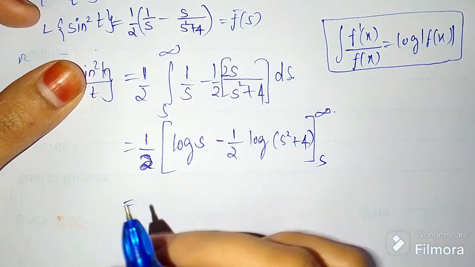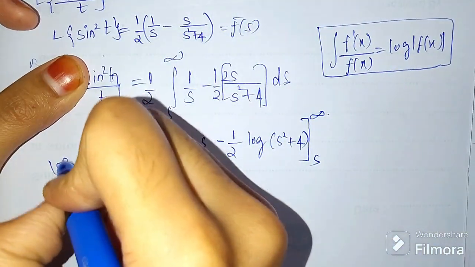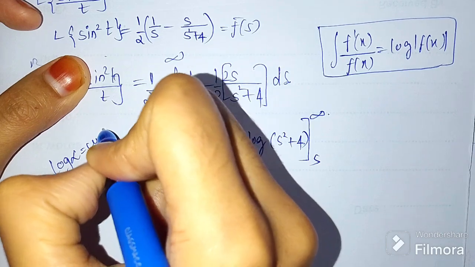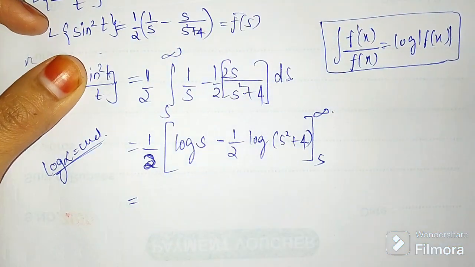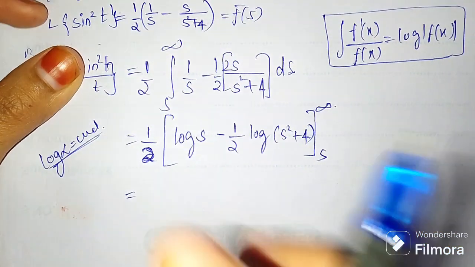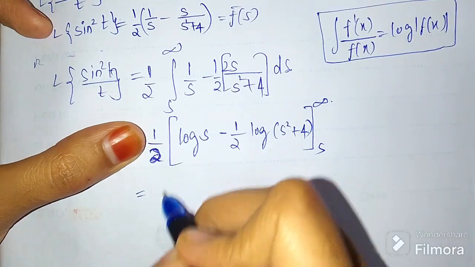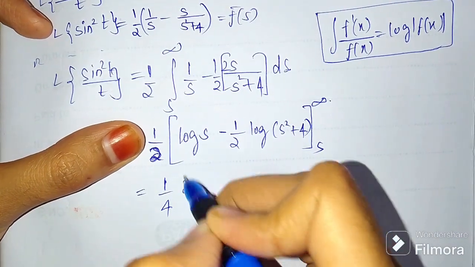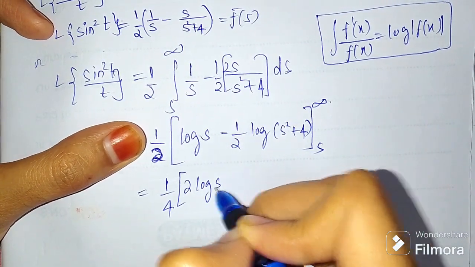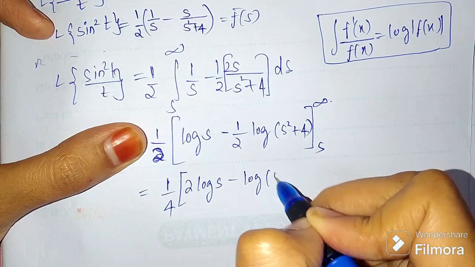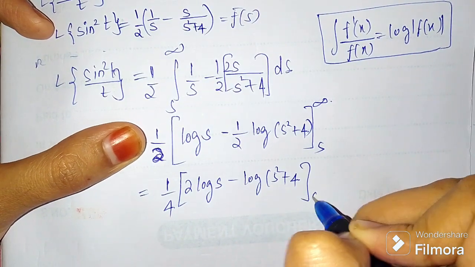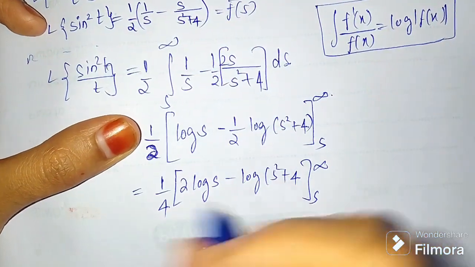What you should remember very well in this question is log infinity is undefined. So we don't want to write undefined in our answer. So we'll do it in this way. First, let's say 1 by 2 common. So I'll get 2 log s minus log of s square plus 4. I'm not applying directly infinity here, okay?